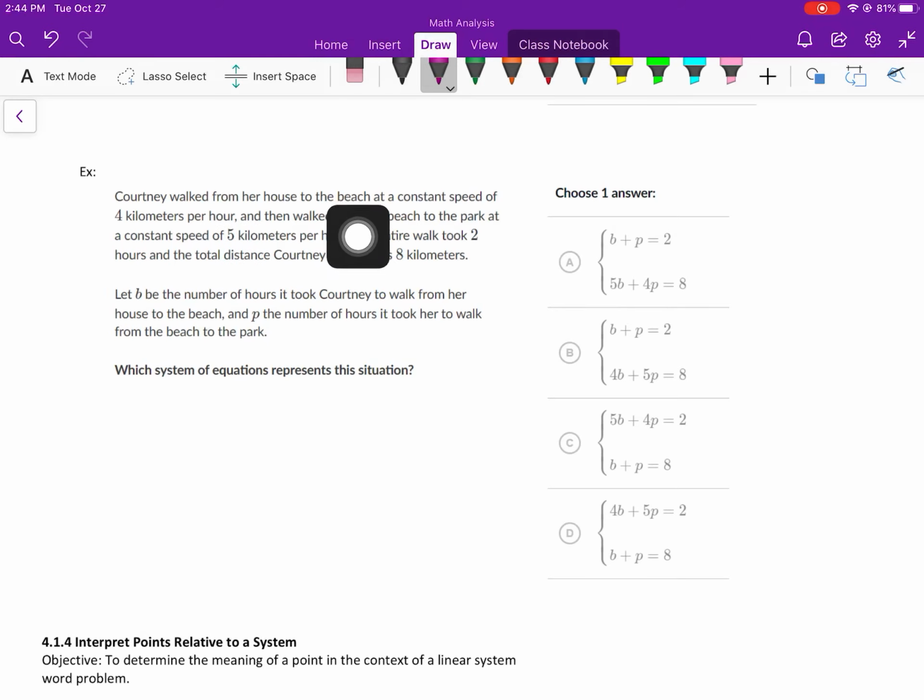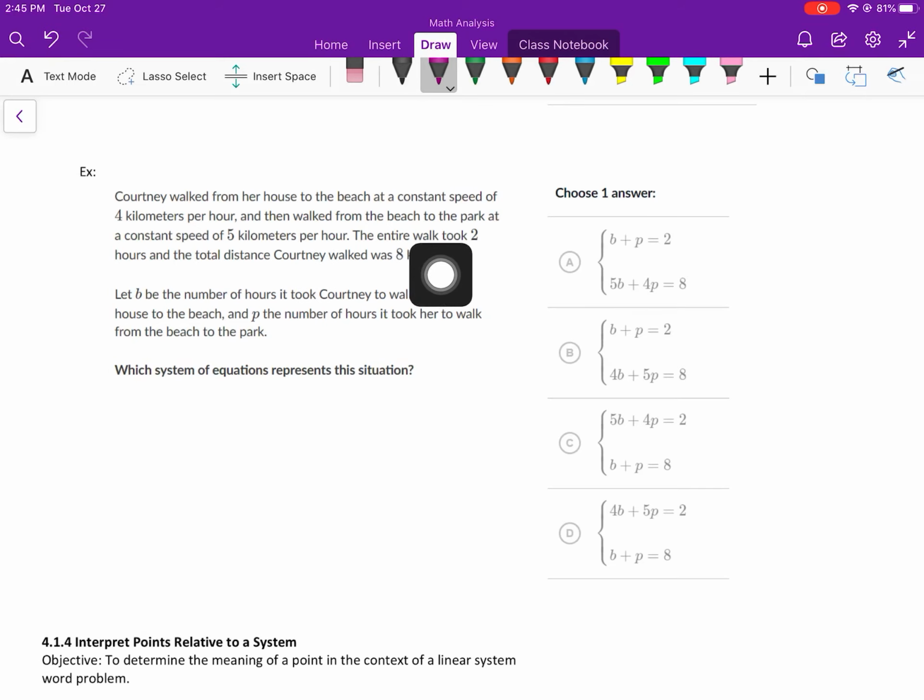Last one, Courtney walked from her house to the beach at a constant speed of 4 kilometers per hour. Sounds like more of an mx plus b problem, giving us that rate. And then walked from the beach to the park at a constant speed of 5 kilometers per hour. The entire walk took 2 hours, and the total distance Courtney walked was 8 kilometers. Let B be the number of hours it took Courtney to walk from her house to the beach, and P be the number of hours it took her to walk from the beach to the park. So B and P are the number of hours, right?